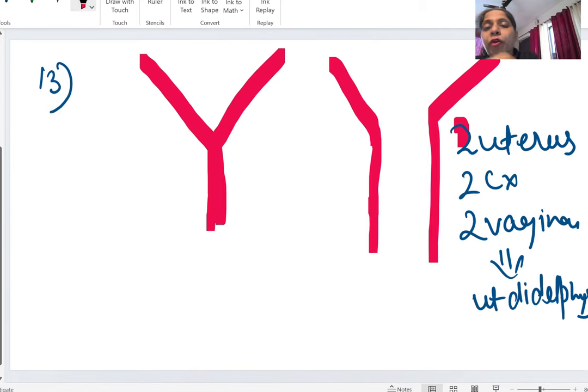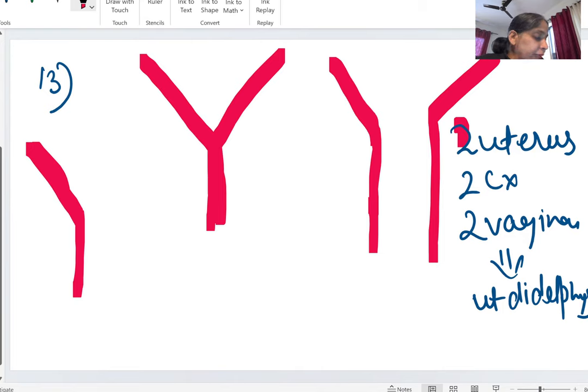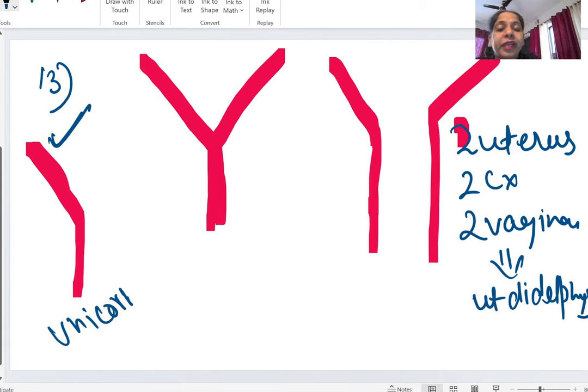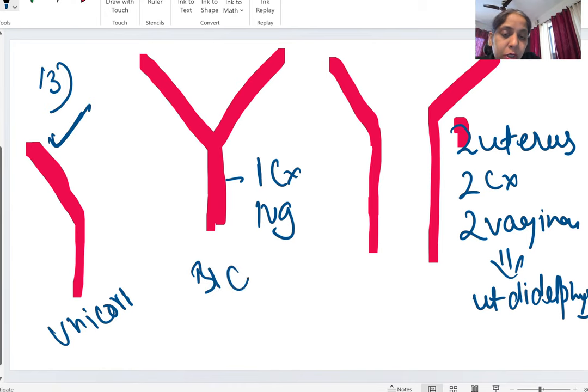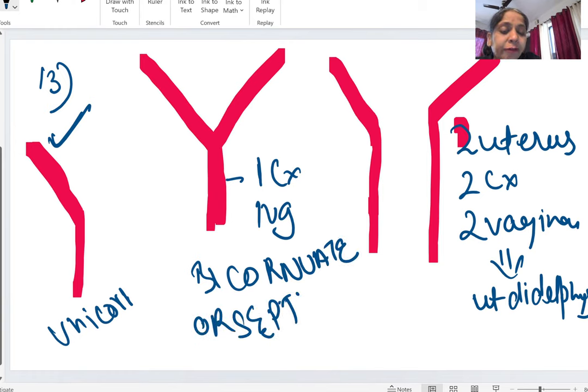If it is a case of only one sided uterus, then in the HSG, it is unicornuate. If a picture is like this, there are two uterine cavities and one cervix, one vagina, then it can be bicornuate or it can be septate. So is it clear? It can be any of these.